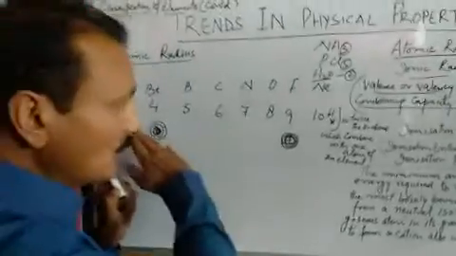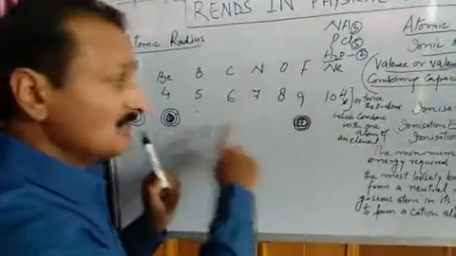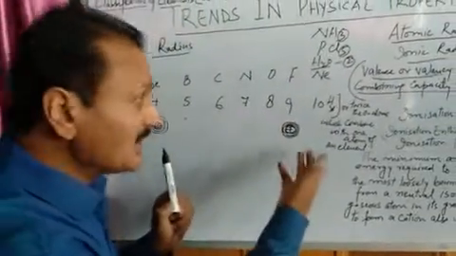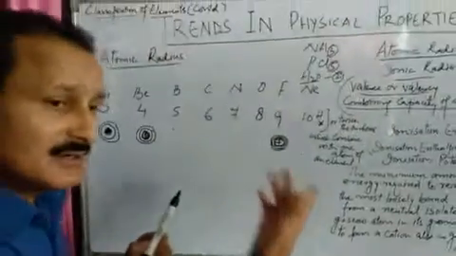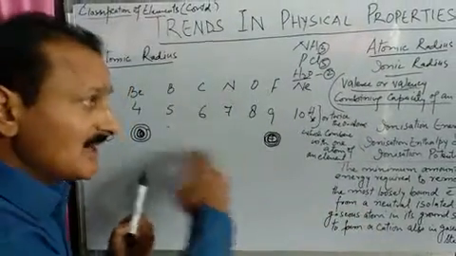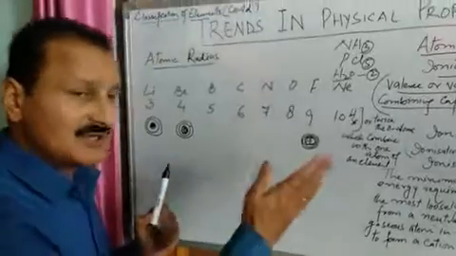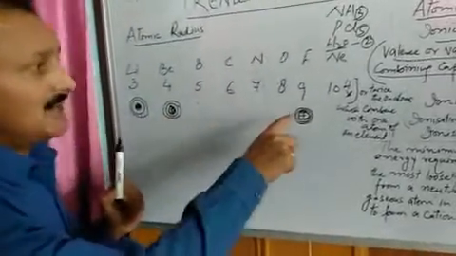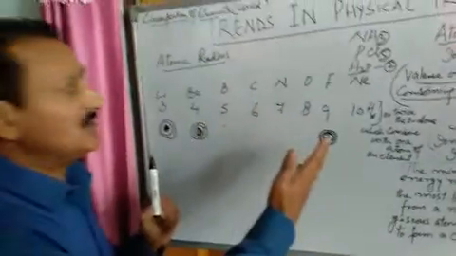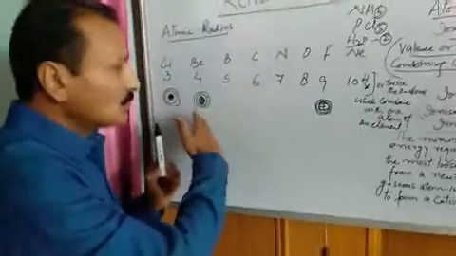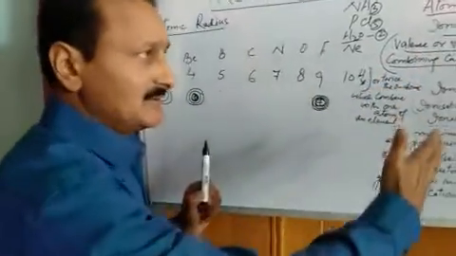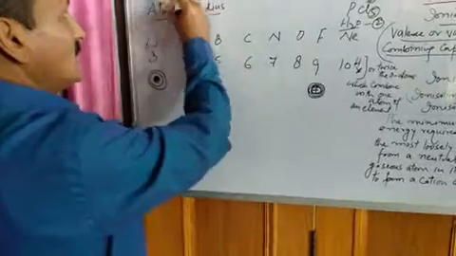So when we move from left to right in a period, the atomic size goes on decreasing, and consequently the atomic radius will go on decreasing along this period. So in a period, when we move from left to right in the periodic table, the atomic radius of elements shows a decreasing trend. This is one property, atomic radius.